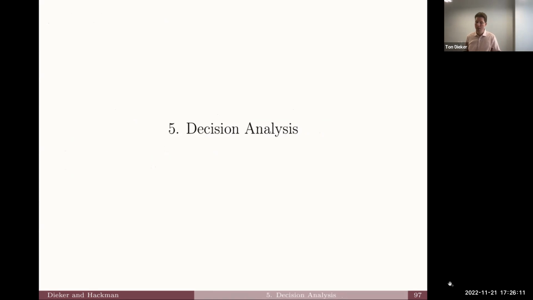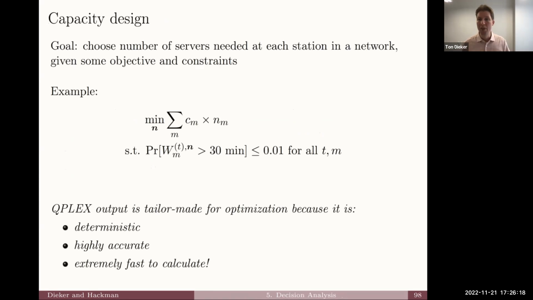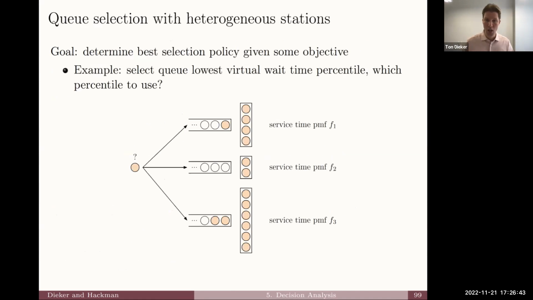This next section is about how you can potentially use QPLEX for decision analysis. We start with the example that originally motivated this project, which is a design problem. The details are on this slide. The most important part about this slide is that QPLEX is tailor-made for these kinds of problems because it's deterministic, highly accurate, and extremely fast to calculate.